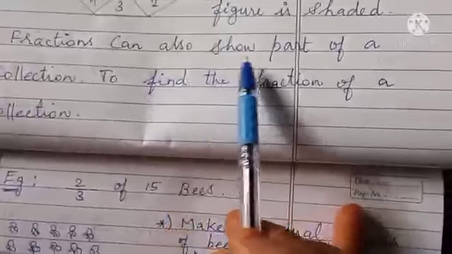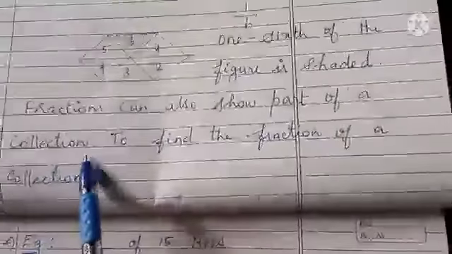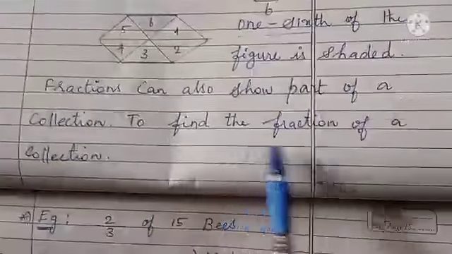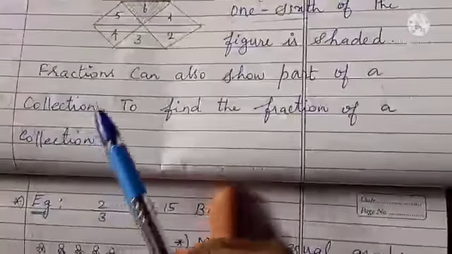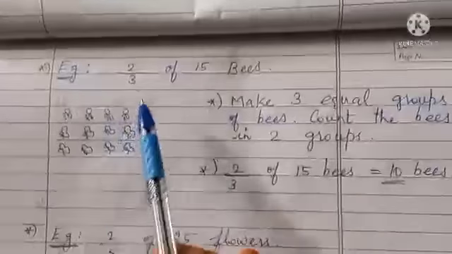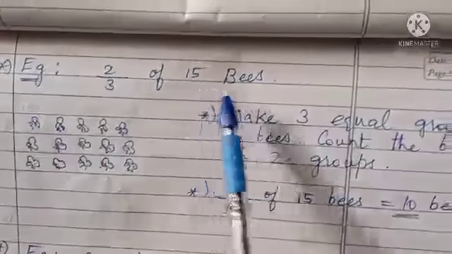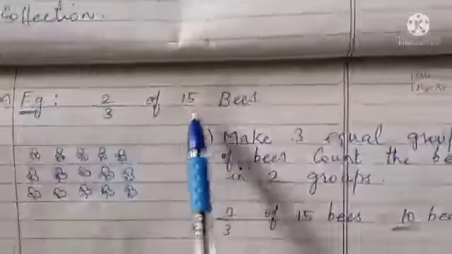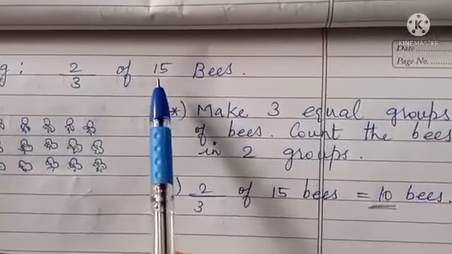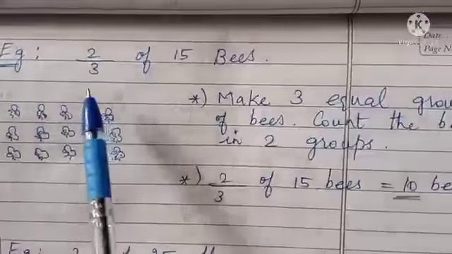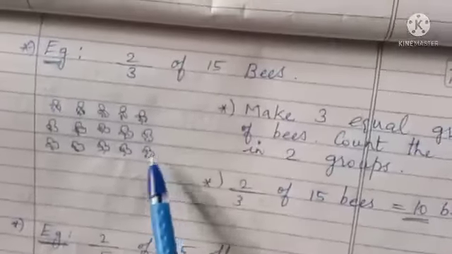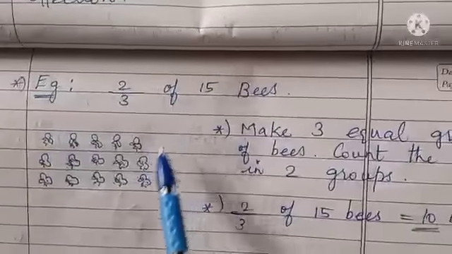Next, fractions can also show part of a collection. Collections are nothing but things together. Next, to find the fraction of a collection, now we will take this example: 2 by 3 of 15 bees. Bees in the sense honey bees. So 2 by 3 of 15. First you have to take 15 honey bees. In that you have to divide into 3 equal parts: 1 2 3. Yes, I have divided into 3 equal parts.